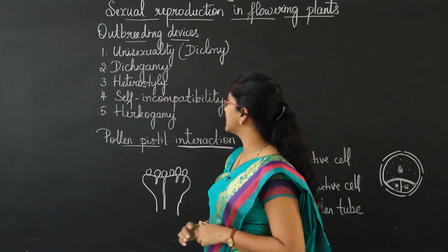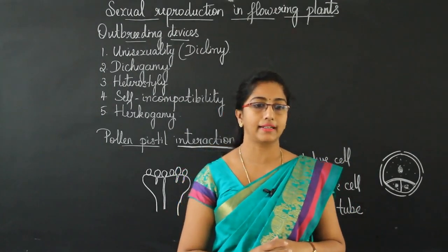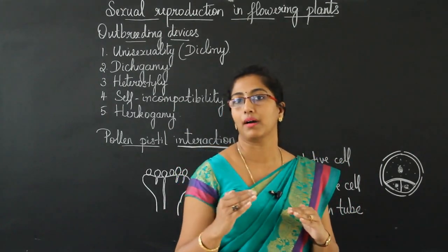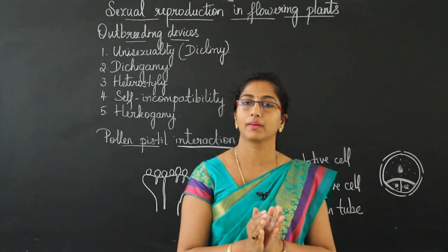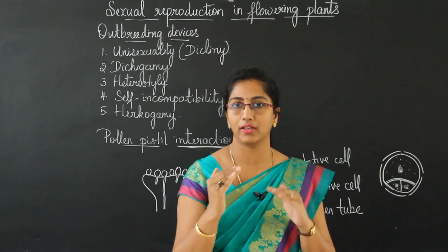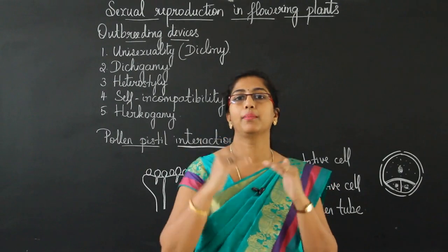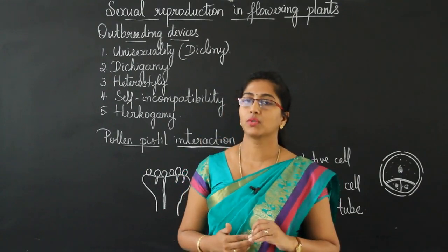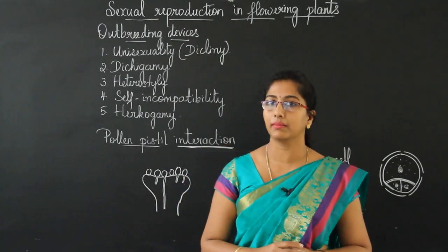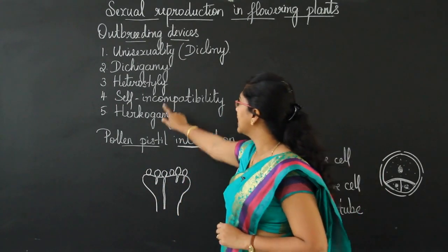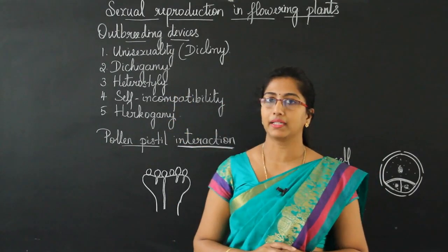Then we see heterostyly. Heterostyly is a technique where anther and stigma are placed at different positions within the flower. They are not in the same plane, not at the same level. They are present at different positions. By this, to some extent at least, autogamy can be prevented. That is heterostyly. Then coming to self-incompatibility.